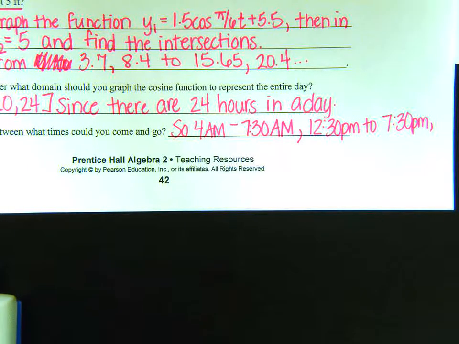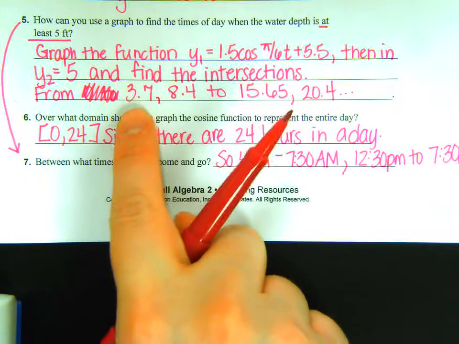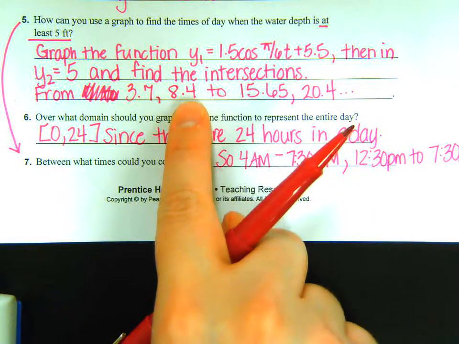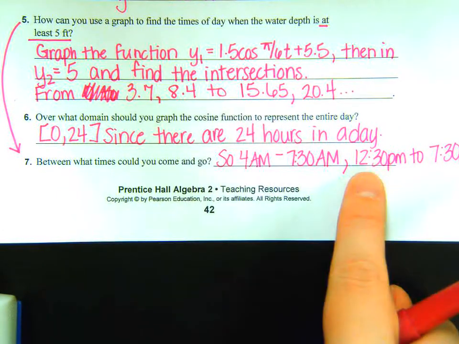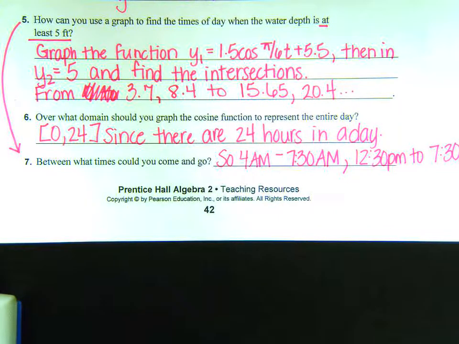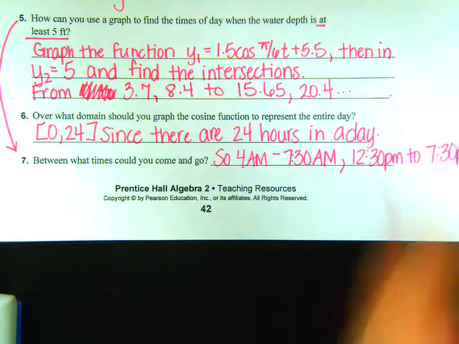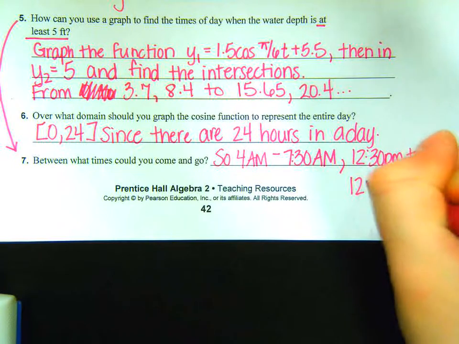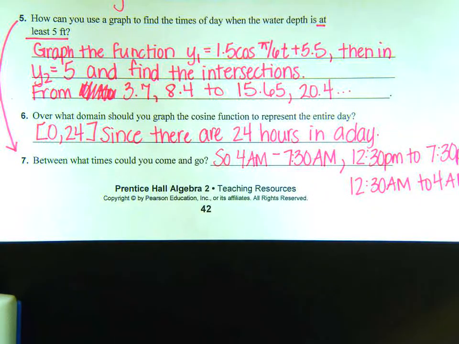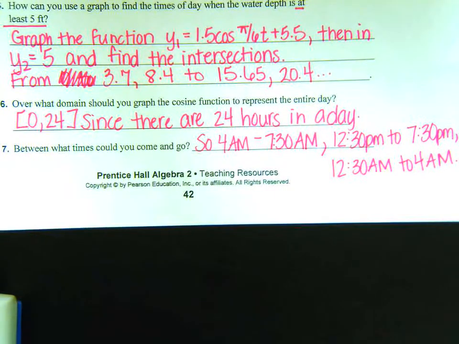What did you increase by again? Was it 8.4? By my intersection. So 4 plus 3.7 gave me 4 to 7:30. 8.4 to 15.65, that was 12:30 to 7. 20.4 plus 4, that's back at your 4 o'clock again. You could say like 12:30 a.m. and then it's full circle. It's going back again.